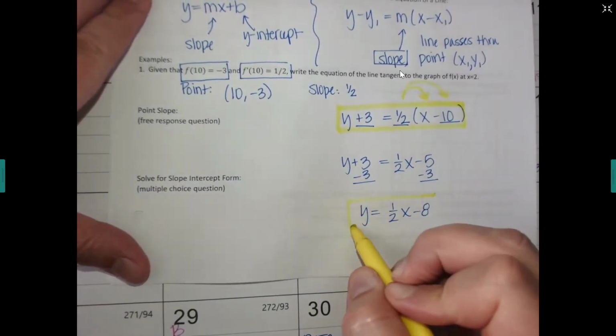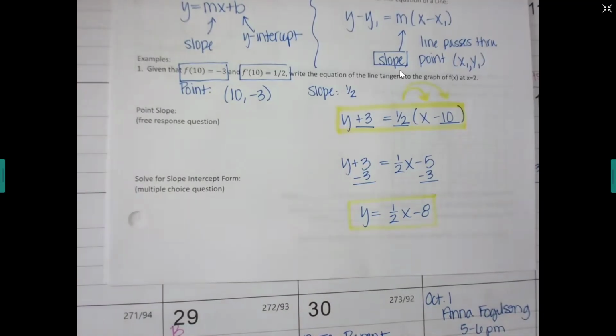Okay? But keep in mind that both of these answer the question and are correct. Okay, the only difference is if you're required to put it in slope-intercept form or if you can leave it like that, which for your homework today, this one's totally fine. You can solve it if you just want to, but you don't have to. All right? Go on to the next page, please.